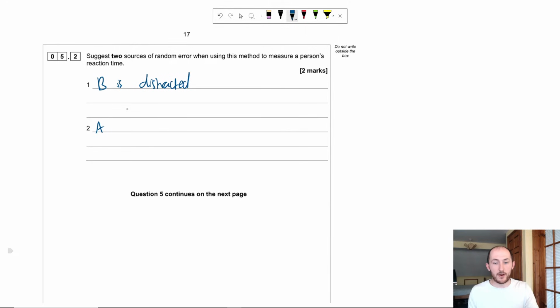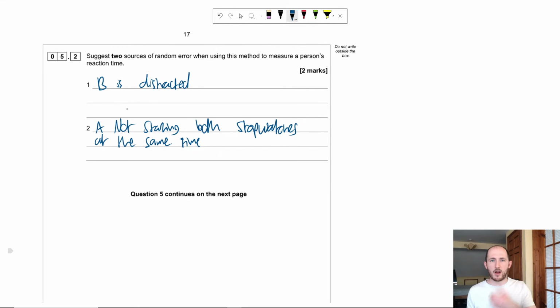Student A not pressing start at the same time. Not starting both stopwatches at the same time. And another thing is that, when they say stop, they might not press stop at the same time they say stop. They might go stop and then press stop. Slight difference there. Just think about all the different things that could go wrong in terms of measuring reaction time.